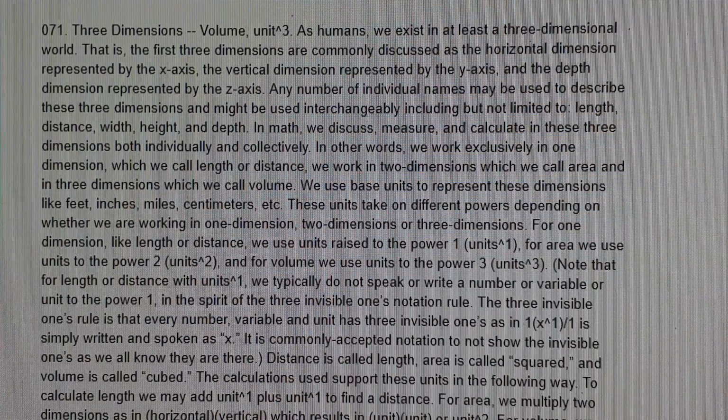Antonyms: one dimension, three dimensions. Related words: units, dimensions, powers, adding powers, multiplying powers, the three invisible ones rule.